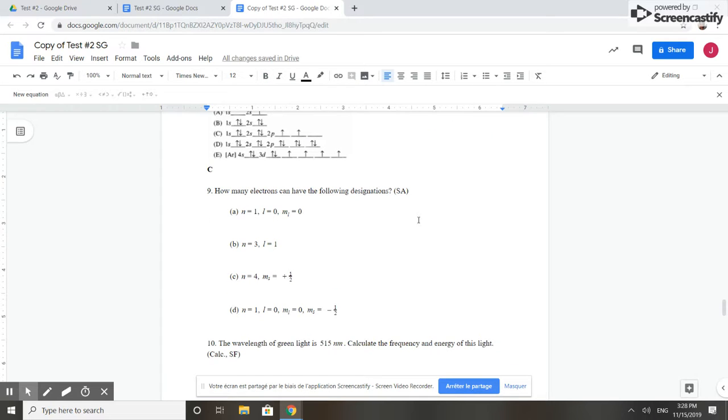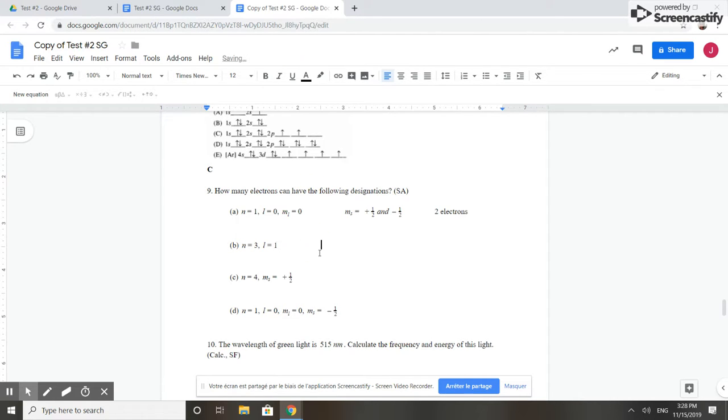Moving on to the next one. So it's kind of hard to do this with just equation editor. I'll do my best for this. So all of my numbers check out. N is 1, L is 0, ML is 0. So MS is just going to be equal to positive 1/2 and negative 1/2. So that will lead to 2 electrons. Or another way to think about it is just it's an s orbital.